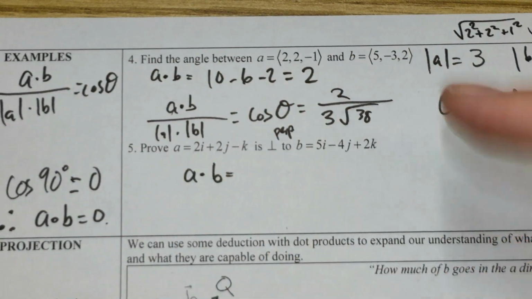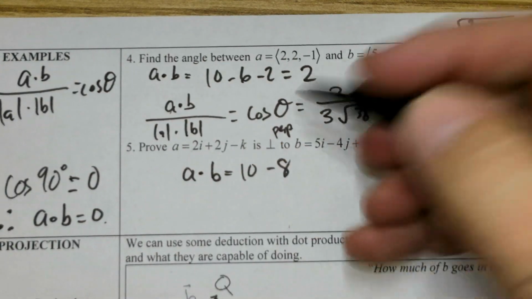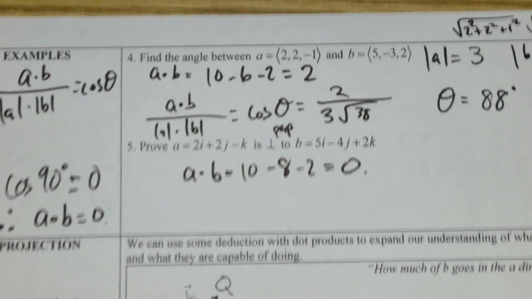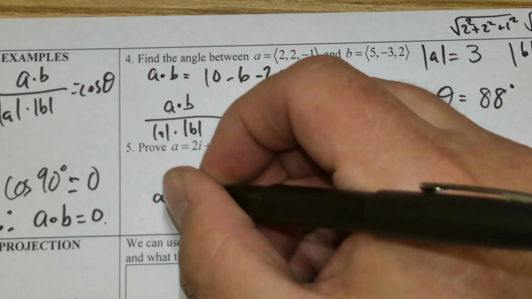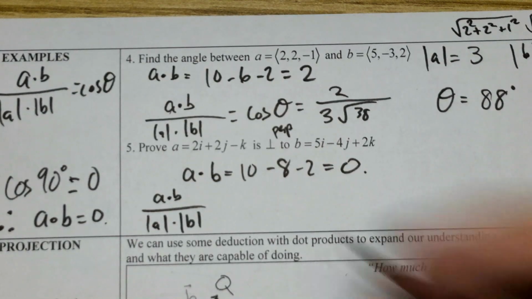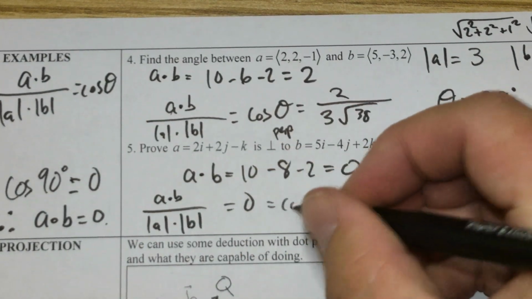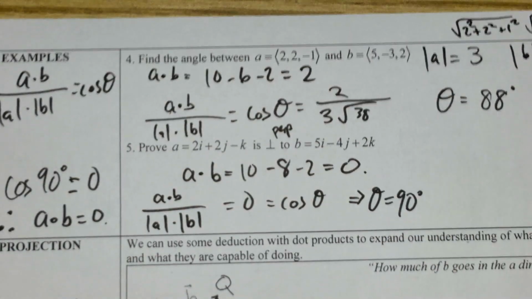A dot B is going to give me 2 times 5 is 10. 2 times negative 4 is minus 8. Negative 1 times 2 is minus 2. I got 0. That means A dot B over this quantity makes 0, which is equal to cosine theta, and that tells me that theta is 90 degrees.